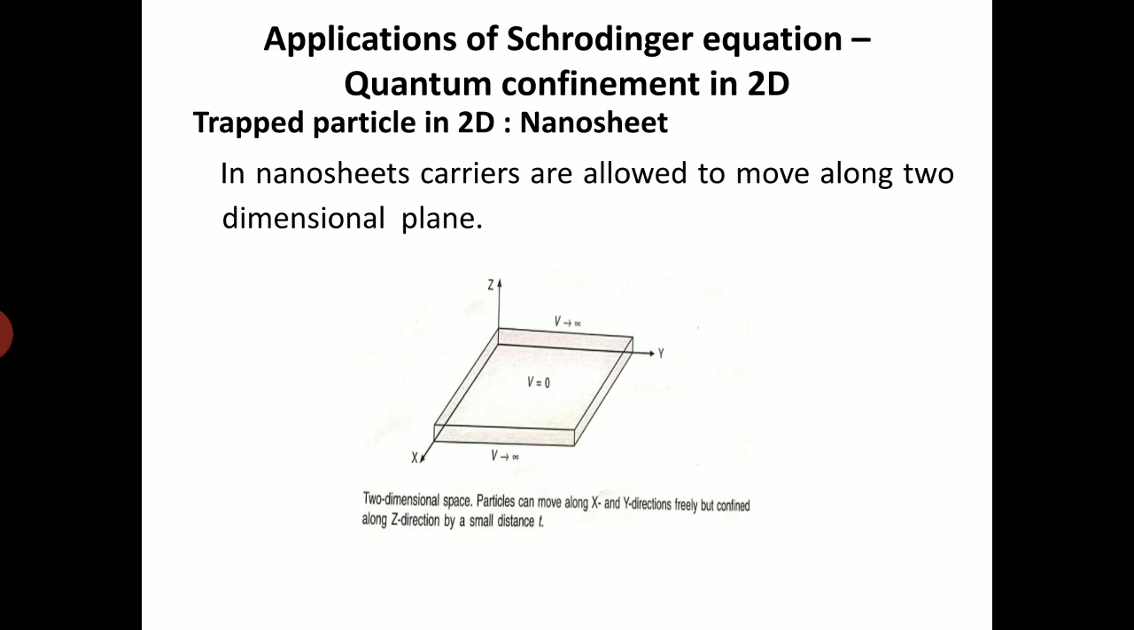If we consider particle inside a 2-dimension, carriers, meaning electrons or holes, are confined in 1 dimension, that is along the z direction, and the particles are allowed to move freely along the x and y directions. This is the case of nanosheets, where carriers are allowed to move along the 2-dimension plane.